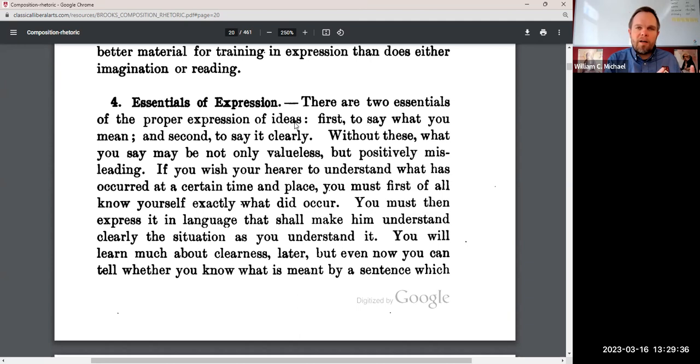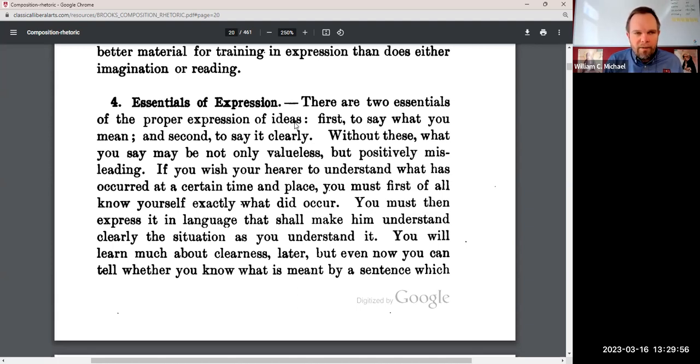So the first part of essential communication, essentials of expression. The first part is you've got to have something to say, and that comes as a result of study and experience. But the second part is you've got to say it effectively, and that's a completely different study with lots of different things to think about.